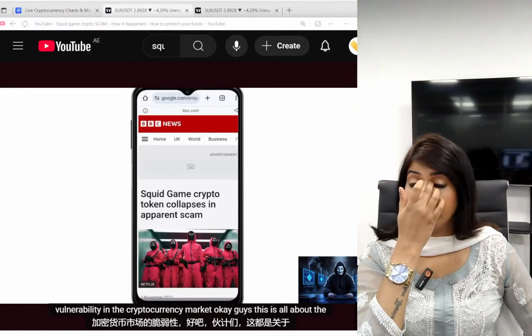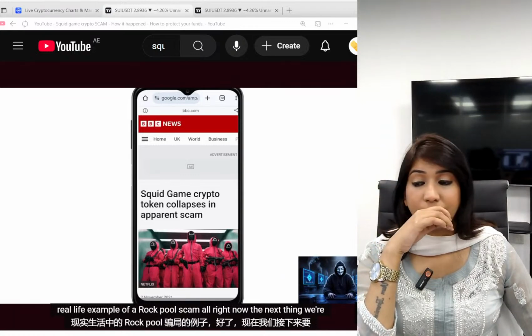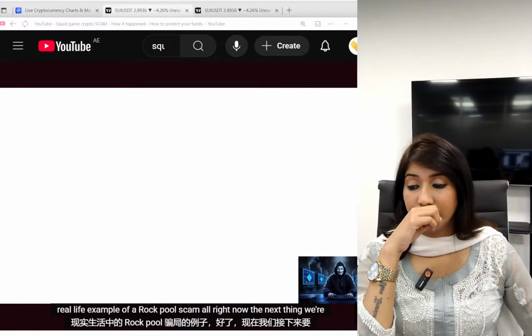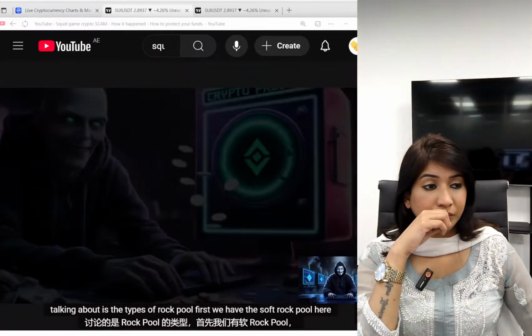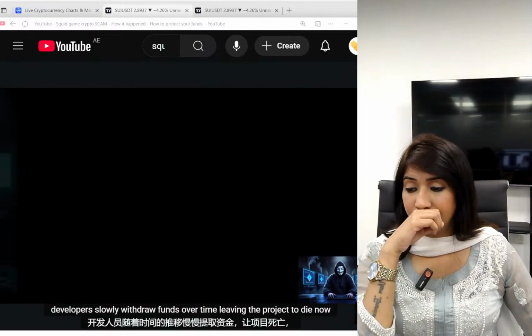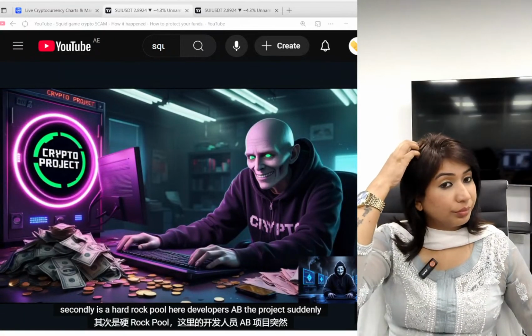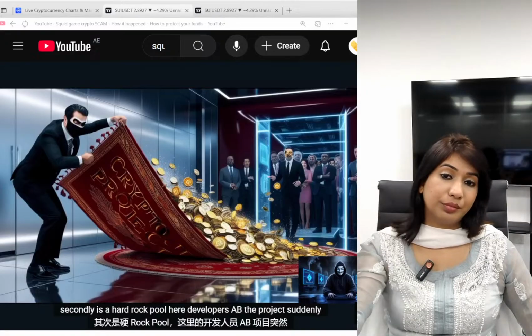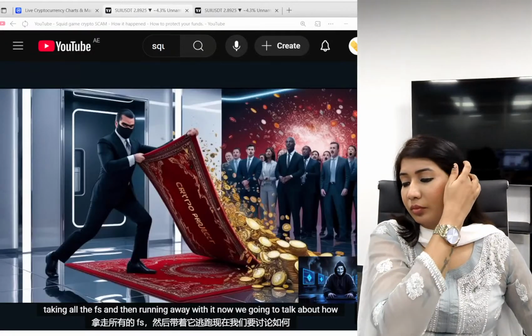Okay guys, this is all about the real life example of a rug pull scam. Alright, now the next thing we're talking about is the types of rug pull. Firstly, we have the soft rug pull. Here, developers slowly withdraw funds over time, leaving the project to die. Secondly is the hard rug pull. Here, developers abandon the project, suddenly taking all the funds and running away with it.